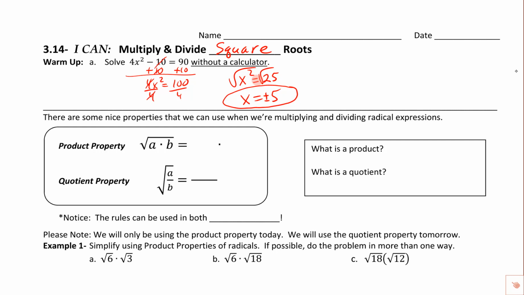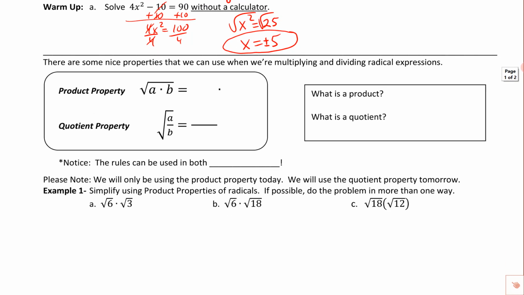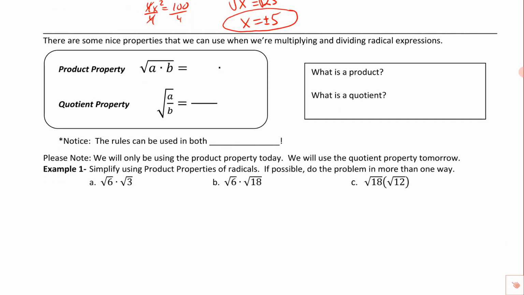Okay, now in today's section, when we're talking about multiplying and dividing square roots, that might sound like it's really complicated, but there's some really cool properties that we can use when we're multiplying and dividing radical expressions. Now, I've got the product property right here, and I've got the quotient property illustrated right here.